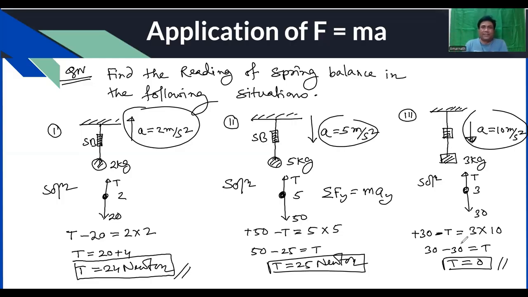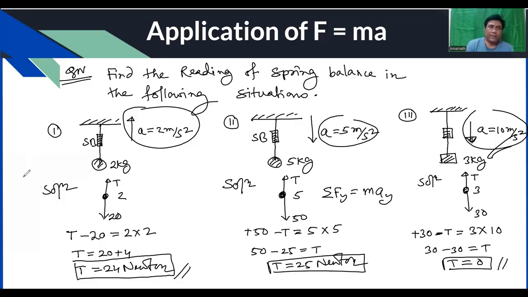Same thing will happen in the case of that weighing machine also. If the lift falls down with 10 meter per second square, the normal reaction will become 0. Means one surface will not push the other surface, if both are falling down with acceleration due to gravity, 10 meter per second square only. That is called free fall. Free falling object like this.